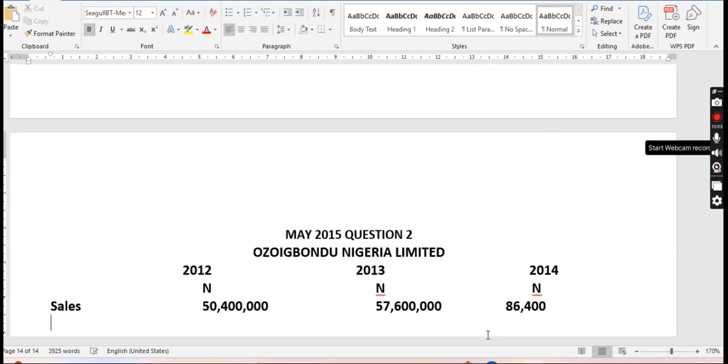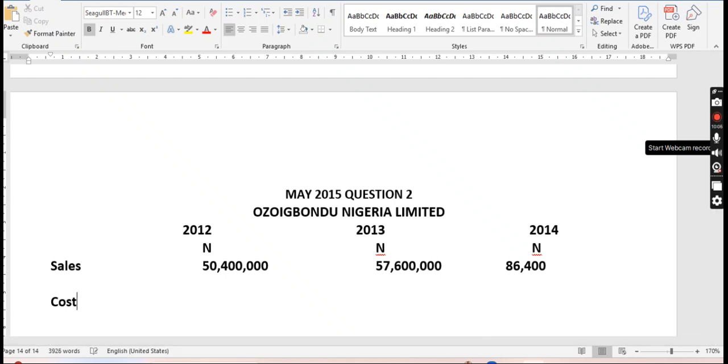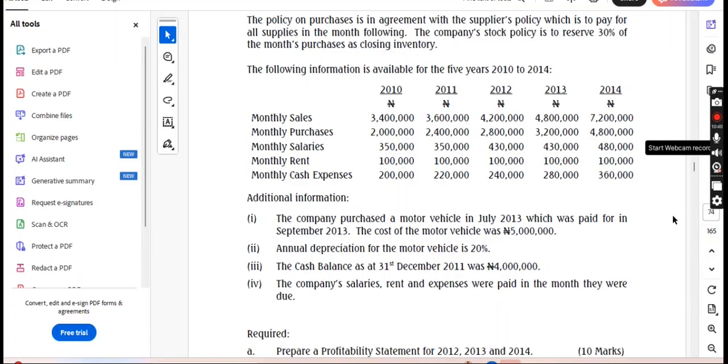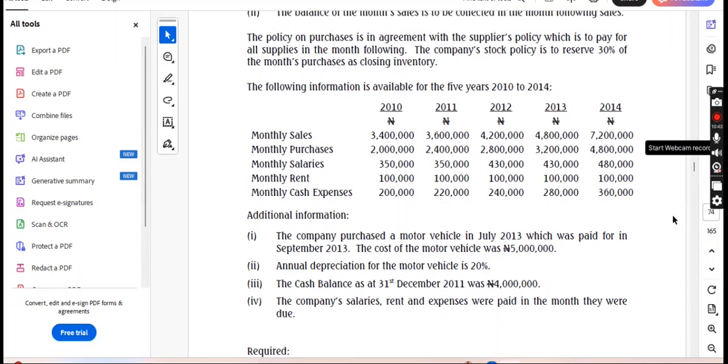Right? So the next is your cost of sales. 86,400,000. The cost of sales, so I can use this one as workings. Okay, your cost of sales: you need your opening inventory, you add your purchases, then you less your closing inventory.